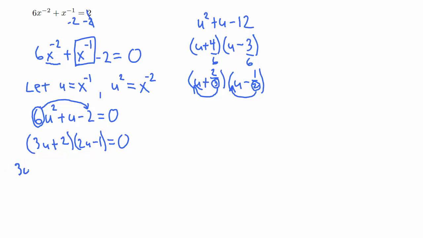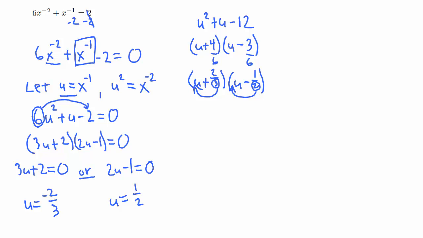Now I can simply use the zero factor property. That means that 3u plus 2 equals 0, or 2u minus 1 equals 0. I can subtract 2 and divide by 3, so that means that u is negative 2/3, and I can add 1 and divide by 2, so u is positive 1/2. But remember, these are just solutions to this quadratic equation. They're not solutions to the original, which we need our solutions to be in terms of x.